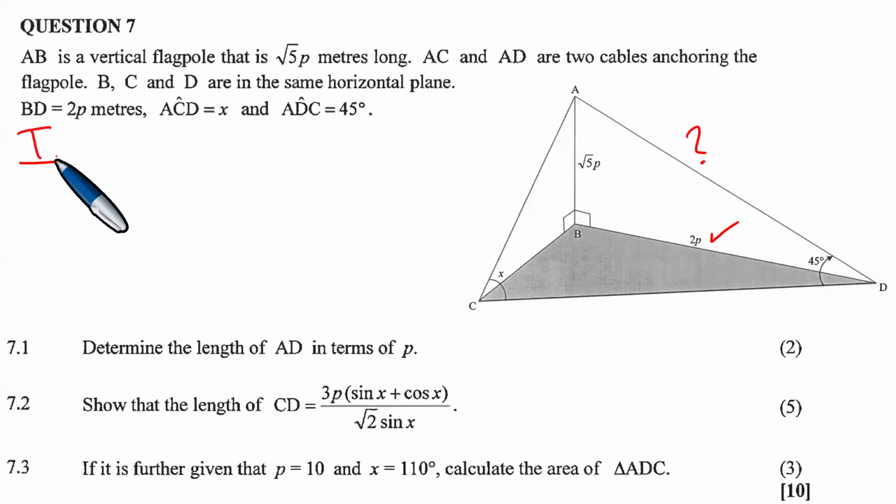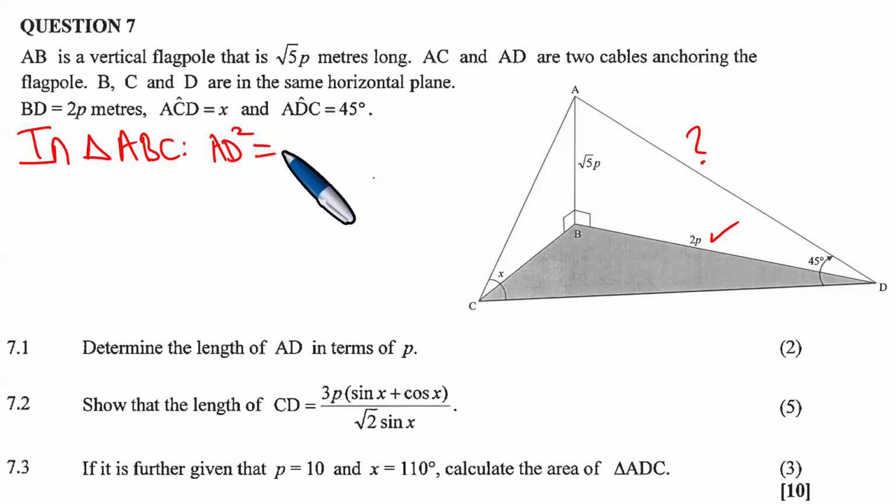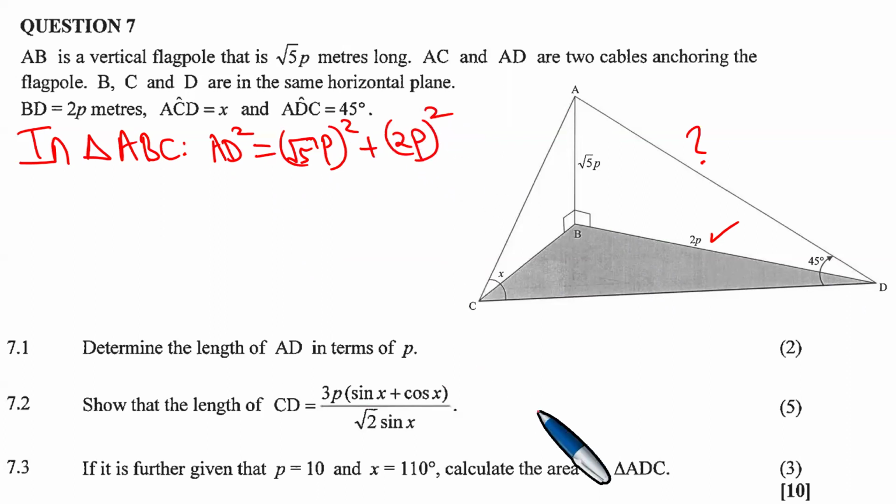To do that, you're going to decide to work in a triangle. Like this in the exam, we're going to work in triangle ABD. In triangle ABD, we're going to use the Pythagoras theorem, because this is a right angled triangle, and we can find AD. So AD squared is equal to the square root of 5p squared plus 2p squared.